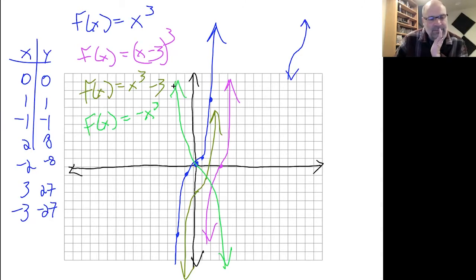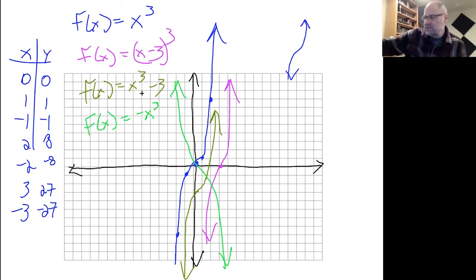And so you notice when you shift horizontally, it's like the opposite of what it looks like. So -3 means you're going to shift +3 to the right. And then a vertical shift is exactly what it says. So x cubed, after you graph it, you shift it down 3. So vertical shifts are exactly what's written. Horizontal shifts appear to be the opposite of what's written. Okay? So that is a cubic function.